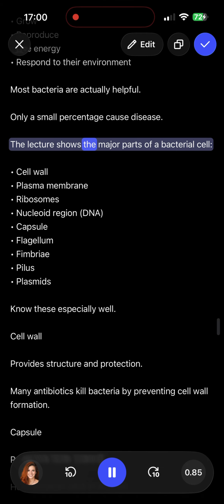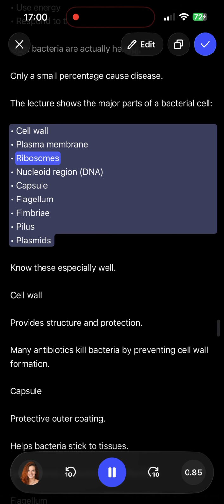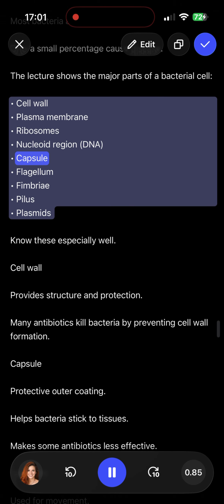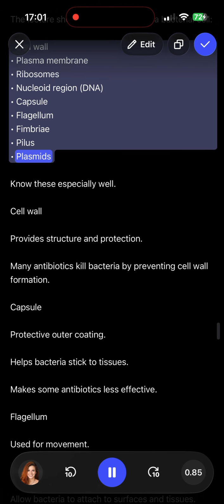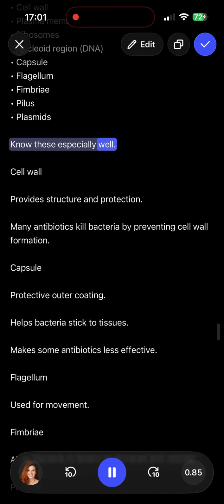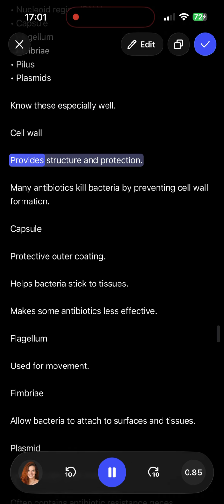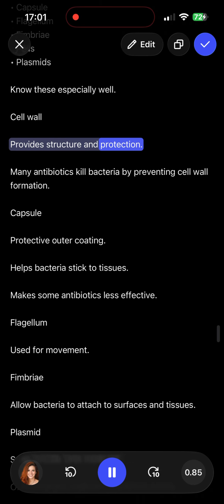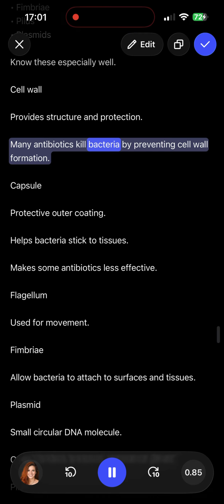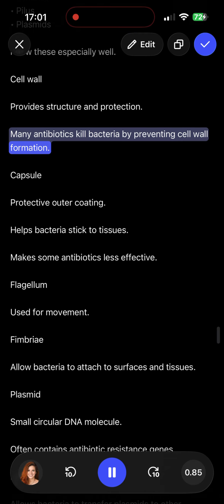The lecture shows the major parts of a bacterial cell: cell wall, plasma membrane, ribosomes, nucleoid region, capsule, flagellum, fimbriae, pilus, plasmids. Know these especially well. Cell wall provides structure and protection. Many antibiotics kill bacteria by preventing cell wall formation.